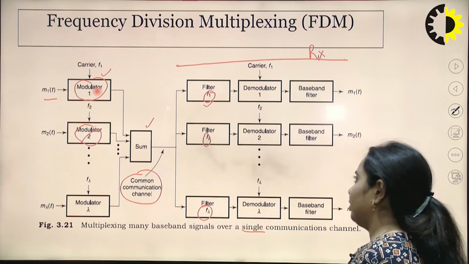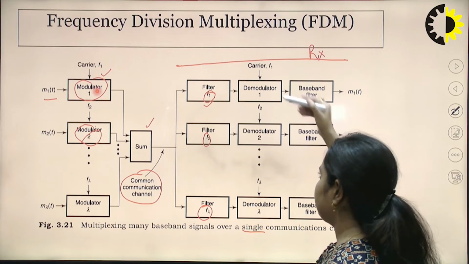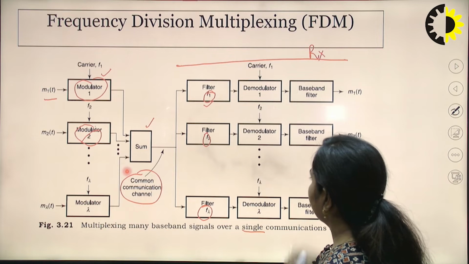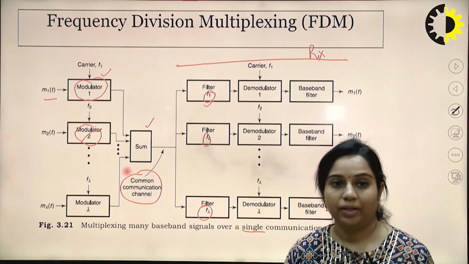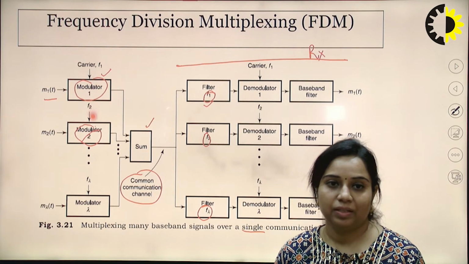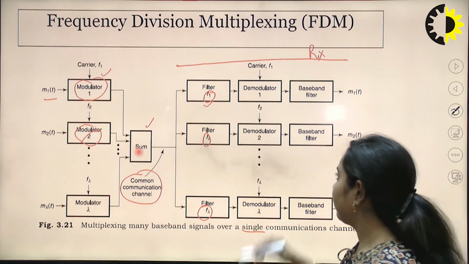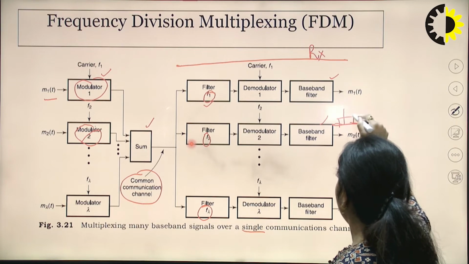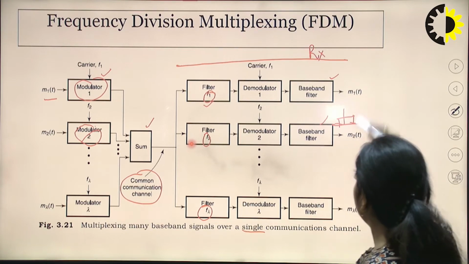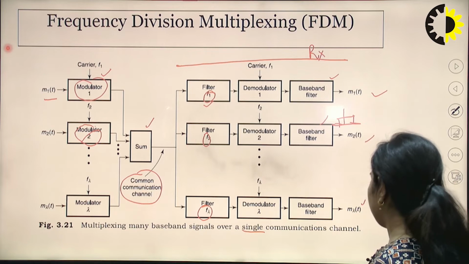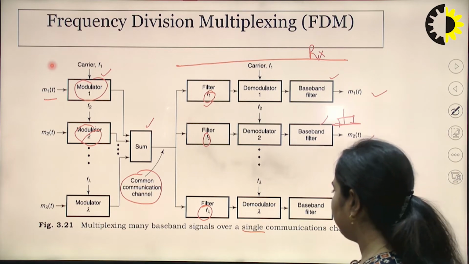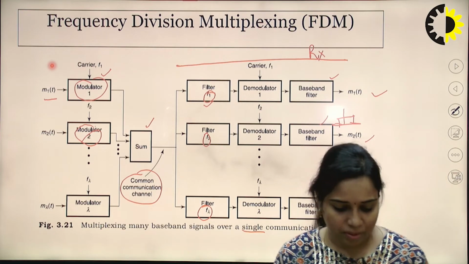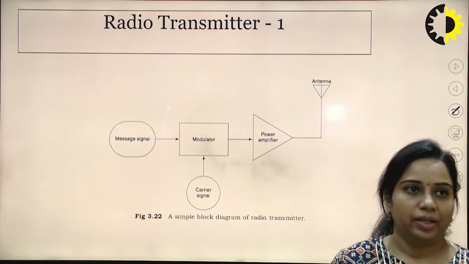After passing the received signal through these frequencies, these are demodulated. Again, these demodulators are using the same carrier frequency to provide the coherent detection. To provide this coherent detection, this will be used. Then this will be passed through this baseband filter, means a band of filter will be there. Then there will be m1(t), m2(t) up to m_lambda(t). So this is multiplexing many baseband signals over a single communication channel. So this is the frequency division multiplexing technique.